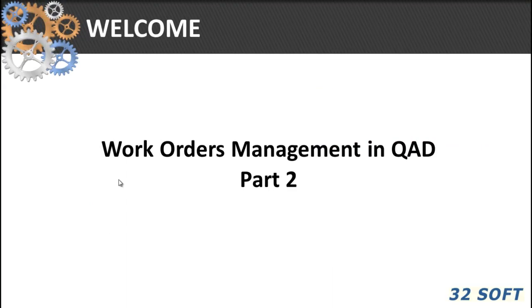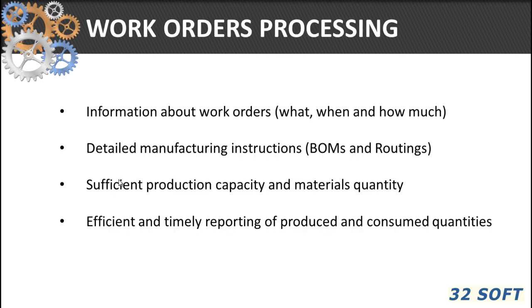Hello, everyone. Today we will continue to talk about work orders processing in QED. What do we need to smoothly and efficiently process work orders? First, we need information about work orders: what, when, and how much is ordered. Then we need detailed manufacturing instructions. These are bill of materials and routings. We also need sufficient production capacity and materials quantity, and of course an efficient and timely reporting of produced and consumed quantities. These are the major elements of work orders processing in QED.